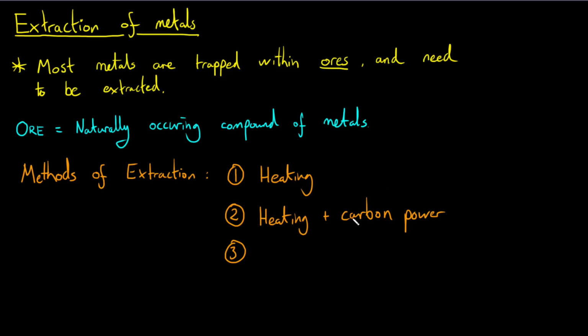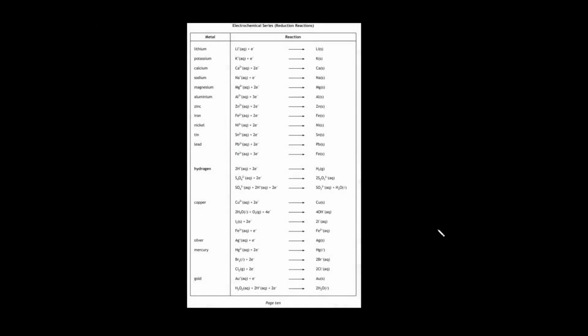And if heating plus carbon powder doesn't work, then the last way to separate a compound, one that we've talked about before from Unit 1, is electrolysis. We can electrolyze metal ores to extract the metals that way. And that is by far and away the best method for extracting metals from metal ores, but is also the most energy intensive method as well. So we need to appreciate those three different extraction methods: heating, heating with carbon powder, and electrolysis.